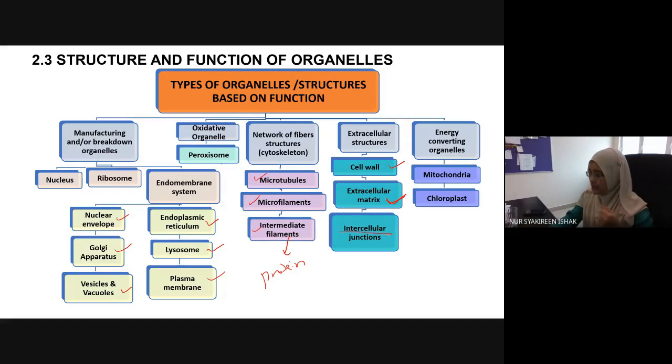And then you have the intercellular junctions, which are the plasmodesmata, and the gap junction for animal cells. Okay, you have other types. Later we will look at a few more.